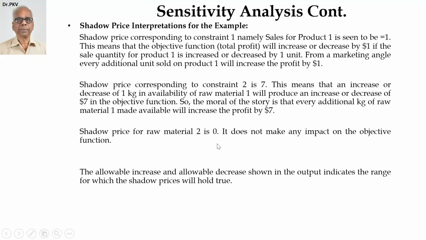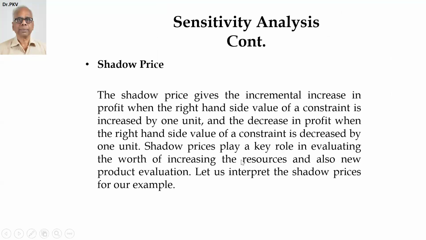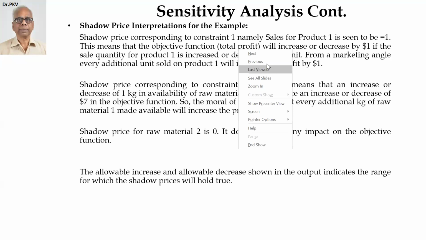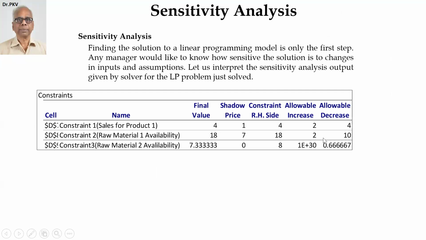The shadow price for raw material 2, as you can see, is 0, which means it doesn't make any impact on the total profit or the objective function. The allowable increase and the allowable decrease shown in the output indicate the range for which the shadow prices will hold true. In this range, the shadow price will hold true. Beyond this range, it will not hold true. You can see this here. The allowable increase for sales of product 1 is only 2 units. You can't go beyond that.